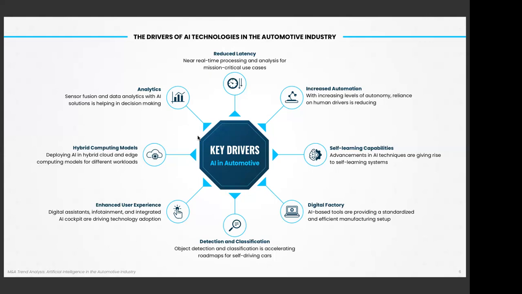The digital factory is the next factor. AI-based tools are providing a standardized and efficient manufacturing setup. Now, most of the time when you go to these automotive industries, you get humans at first, humans are assembling, humans are doing this, again this. Now, when you go there, we have artificial intelligence helping in the assembling of these heavy machines. So nowadays when you enter an automotive industry, you see fewer people. They are all machines working, assembling cars, and it increases production everywhere.